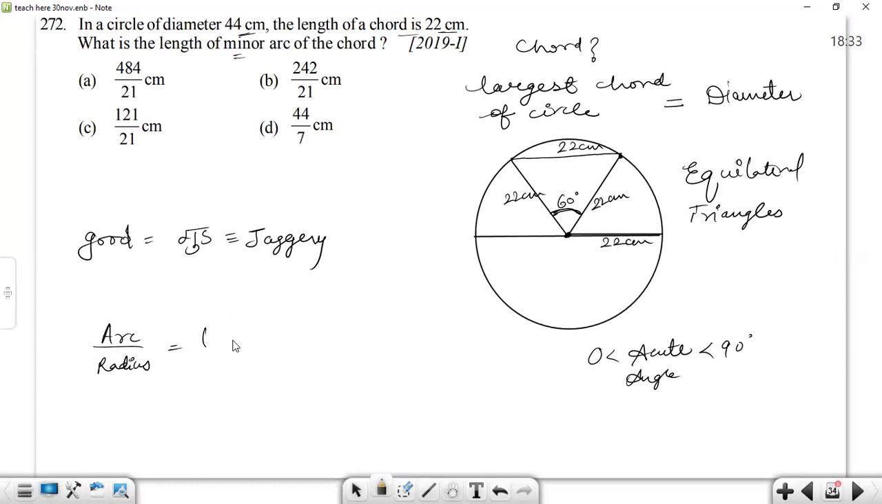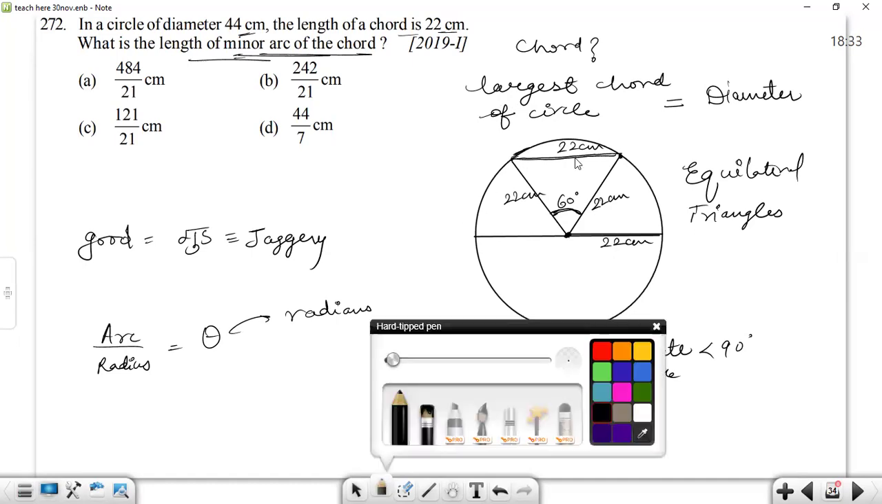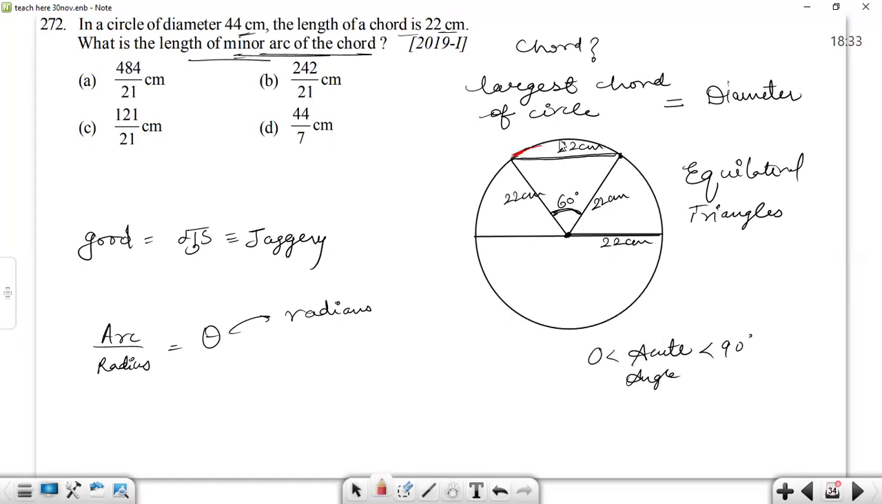This is the formula of what? Theta, measured in radians. So what do we have to tell? What is the length of the minor arc of the chord? So this is the chord, and this is the minor arc. Let me color it. This is the minor arc whose length we have to find.